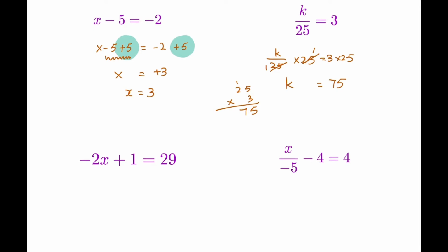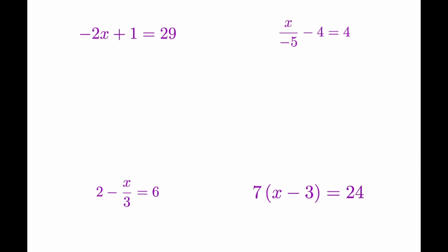Let's keep moving. Here, negative 2x plus 1 is 29. Again, you have to find the value of x so that the whole solution equals 29. x is here, next to it is negative 2. If some number is stuck to it, then it means it's multiplying. So this means negative 2 times x, and then plus 1.